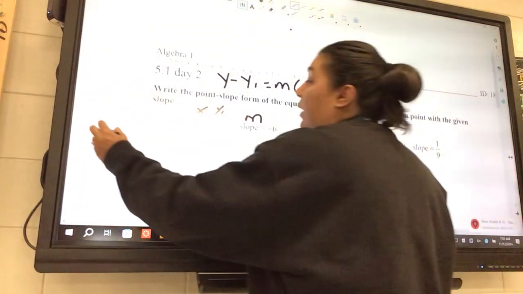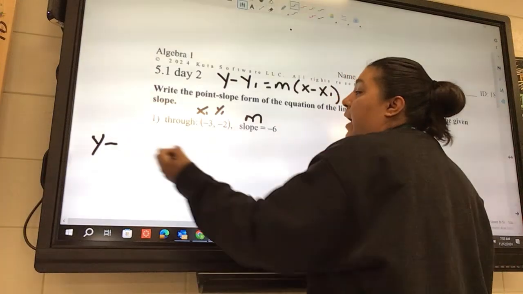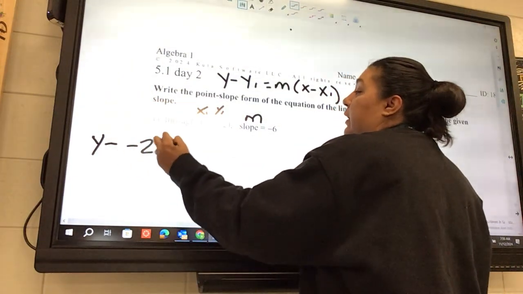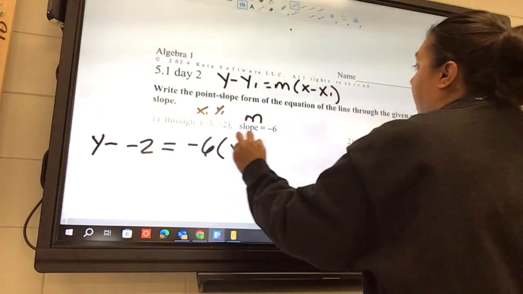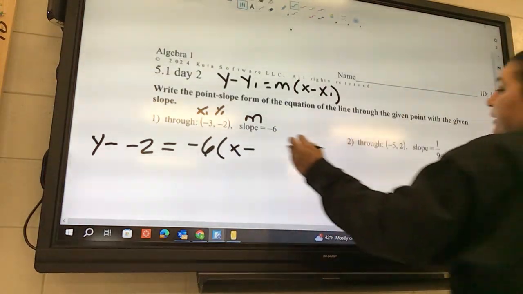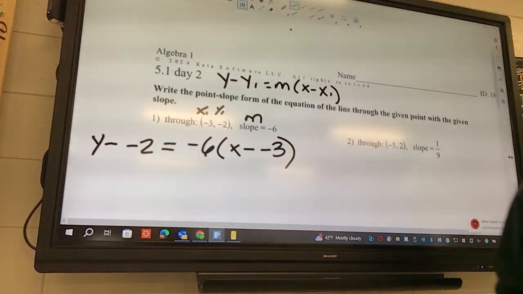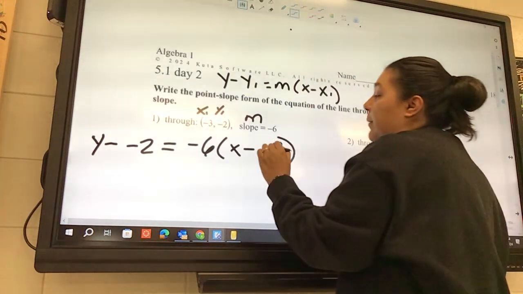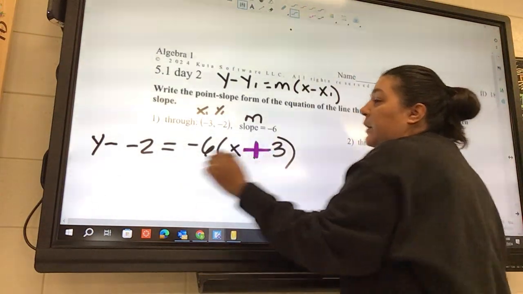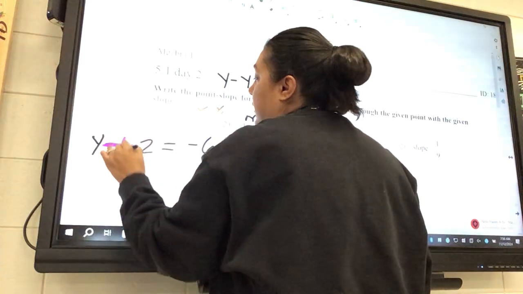So it's going to look like y minus my y1, which is -2, equals my m, which is -6, times x minus my x1, which is -3. Okay, are we finished with that one or no? No. Why not? Because you have double negatives. Yeah, we gotta change those negatives to a positive. So right here should really be a plus, and right here should really be a plus.